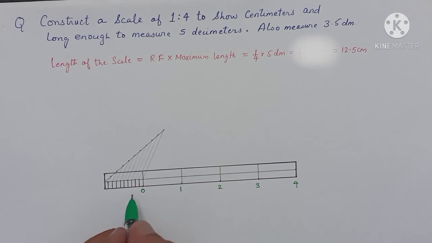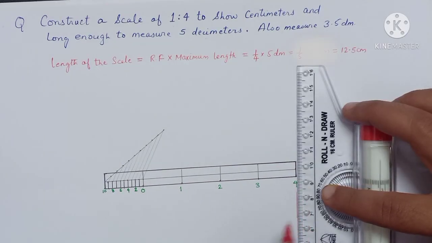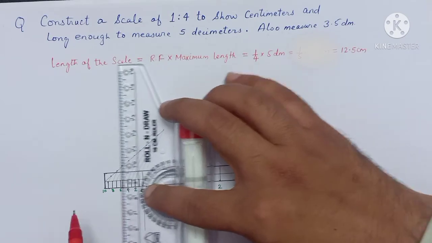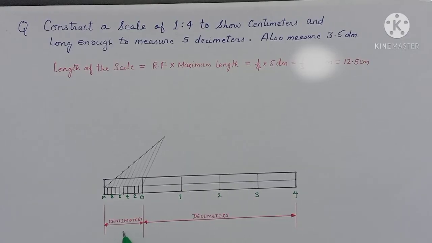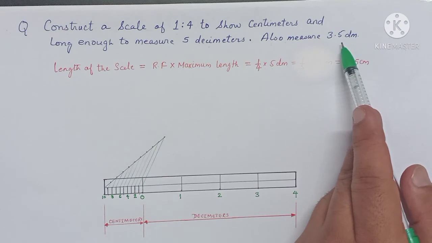So we can mark centimeter 0, 1, 2, 3, 4, 5, 6, 7, 8, 9, 10. We can note these. The first division will represent centimeters and the remaining 4 divisions will represent decimeters, giving dimension as asked in the question.